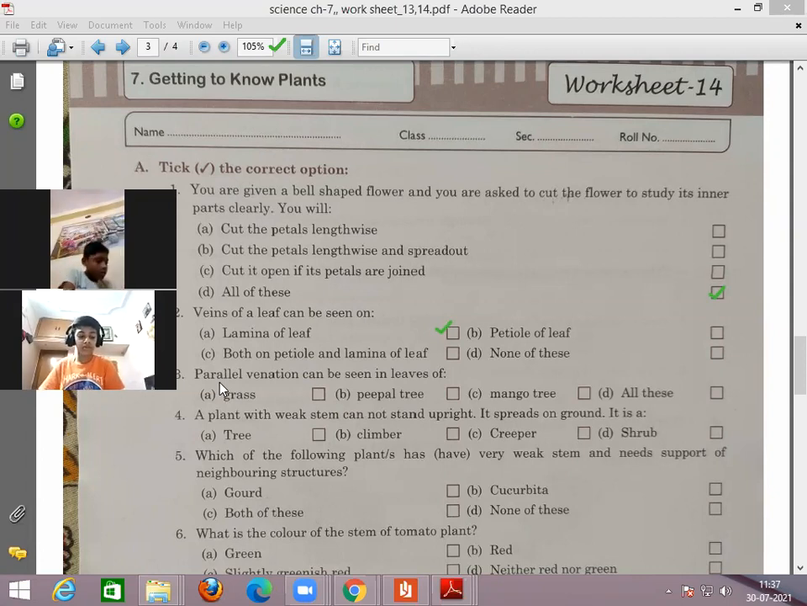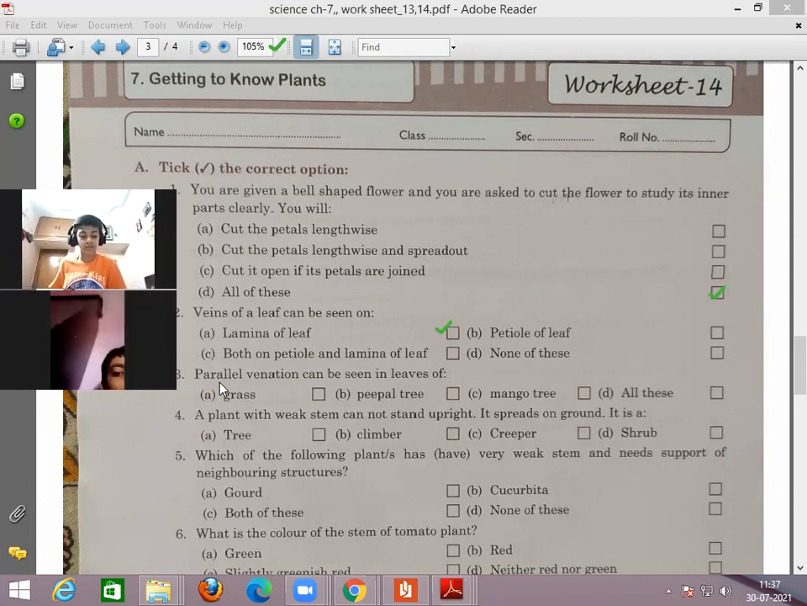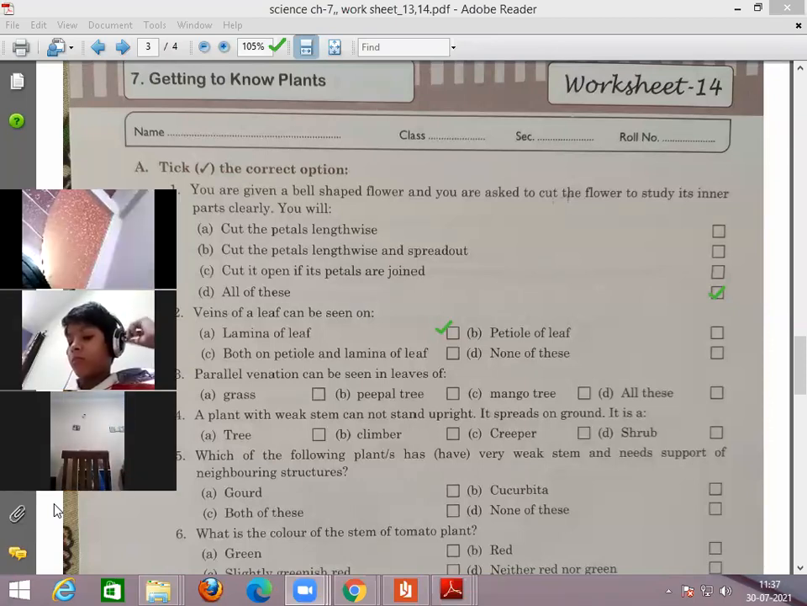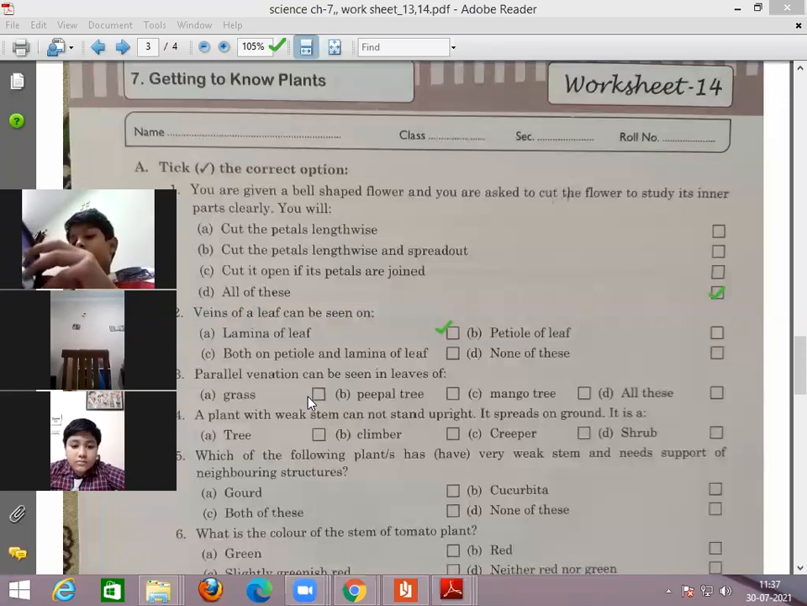Next, number 3. Parallel venations can be seen in leaves of. Options are grass, peepal, mango, all of these. Kindly raise your hands. Yes, Sauravi. So parallel venation can be seen on grass leaves. Okay.